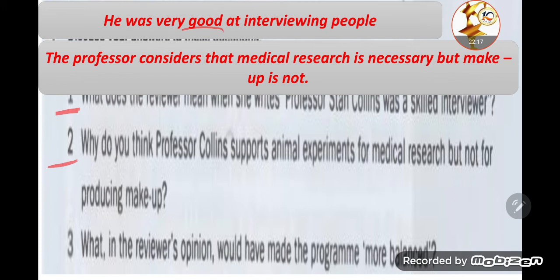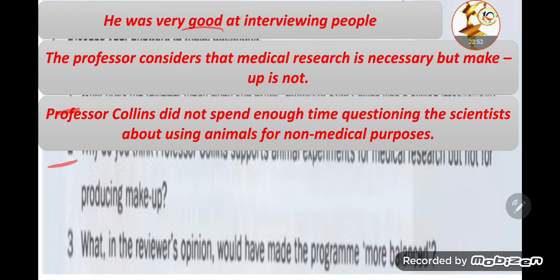Number 3, what in the reviewer's opinion would have made the program more balanced? From the reviewer's point of view, what could have made the program more balanced? In his view, Professor Collins did not spend enough time. What did he tell us? He said he wished Professor Collins had spent more time questioning the scientist about using animals for non-medical purposes. So let's see the answer. Professor Collins did not spend enough time questioning the scientist, meaning he didn't give enough time to questioning the scientists about using animals for non-medical experiments.